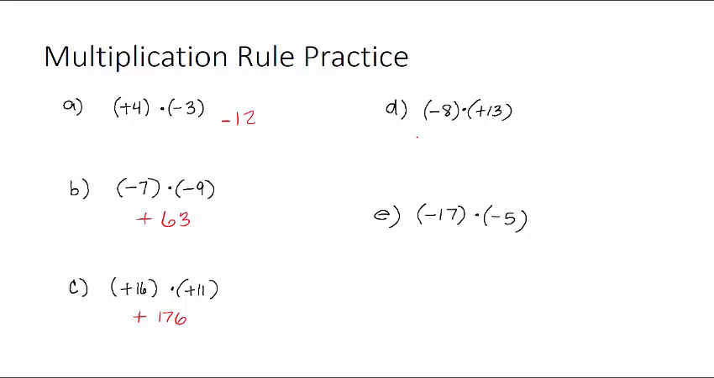For D, signs are different, so it's negative. And 8 times 13: 8 times 10 is 80, 8 times 3 is 24. So we have 104.